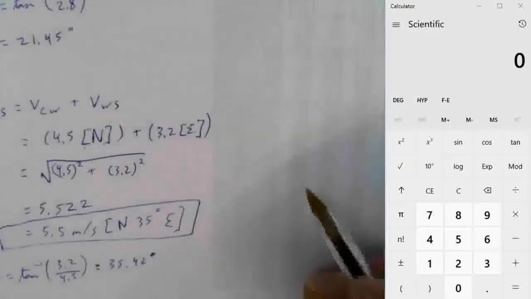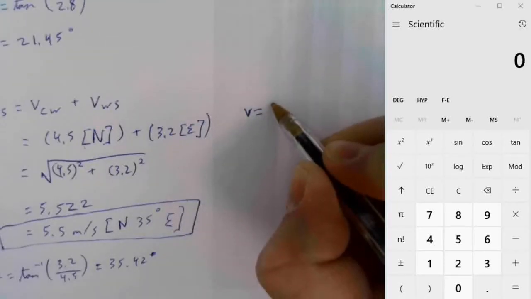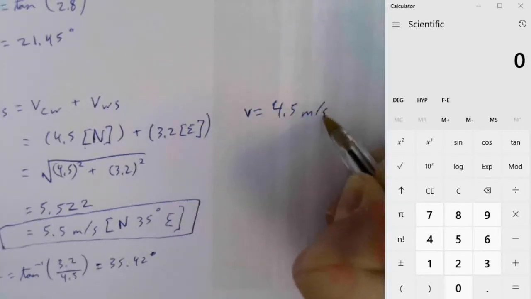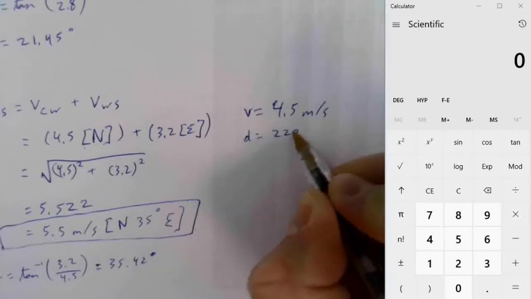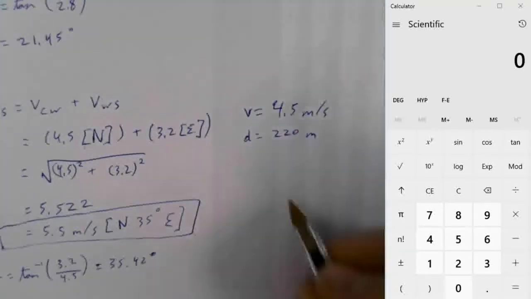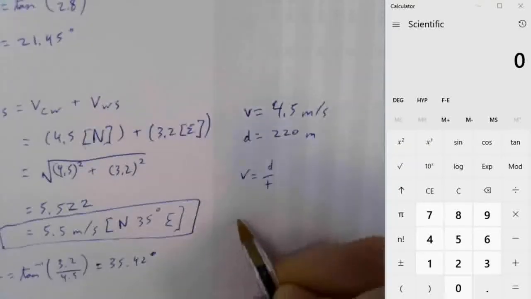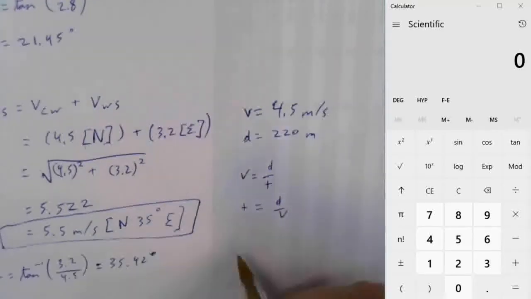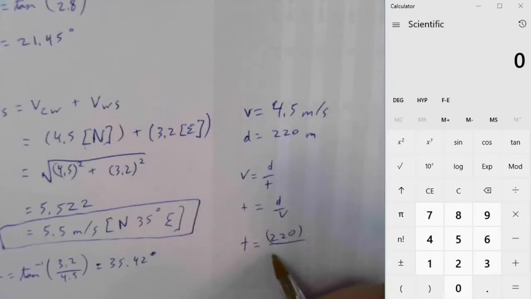So to solve this, I'll just do it on the side here. We know that our velocity is going to be 4.5 meters per second, right? That's going to be north. The distance to travel is 220 meters. So we can simply just do V equals D over T, rearrange that to T equals D over V. And we can solve for t, which is 220 over 4.5.